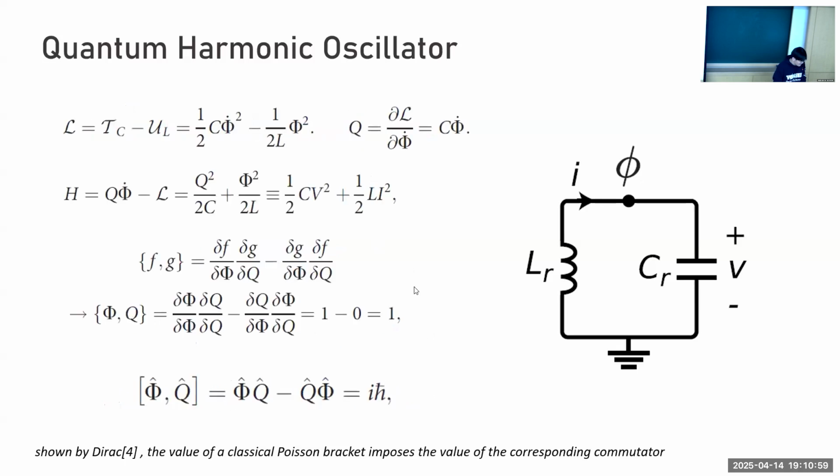So we can find the structure of Q and phi, the canonical transformation. We can find that the Poisson bracket of phi and Q is one. Also in quantum, the commutator of Q and phi is i h-bar. So it means phi and Q are equivalent to P and X in quantum mechanics.